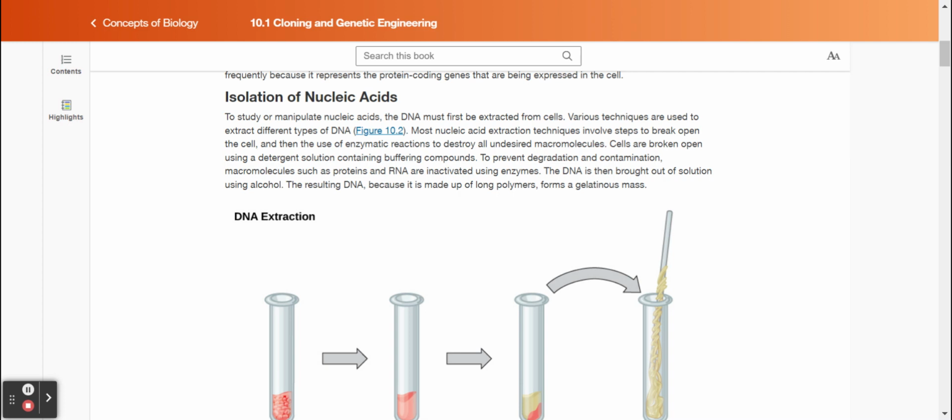Isolation of nucleic acids. To study or manipulate nucleic acids, the DNA must first be extracted from cells. Various techniques are used to extract different types of DNA. Most nucleic acid extraction techniques involve steps to break open the cell, and then the use of enzymatic reactions to destroy all undesired macromolecules. Cells are broken open using a detergent solution containing buffering compounds. To prevent degradation and contamination, macromolecules such as proteins and RNA are inactivated using enzymes. The DNA is then brought out of solution using alcohol. The resulting DNA, because it is made up of long polymers, forms a gelatinous mass.